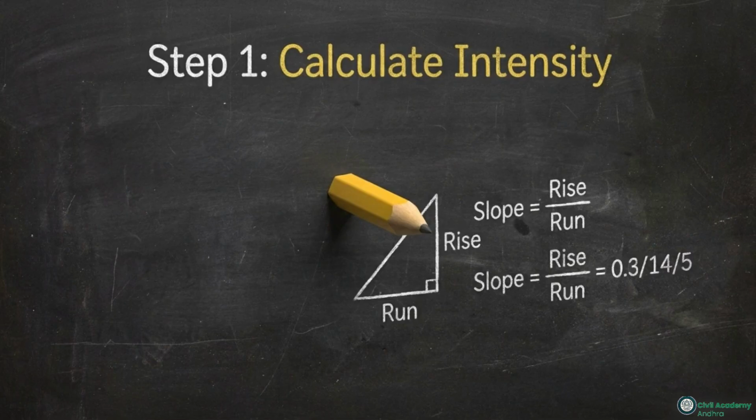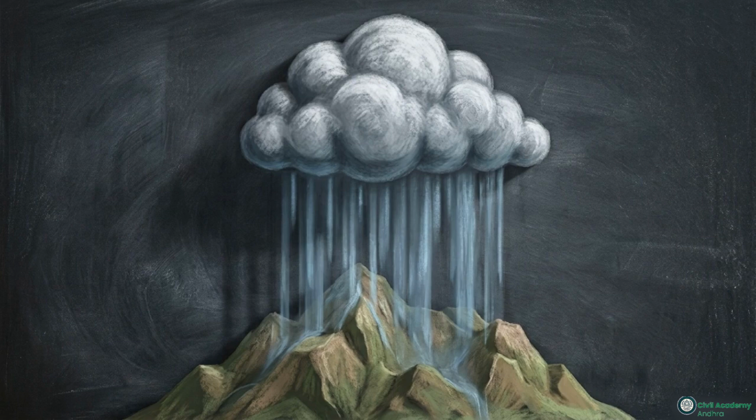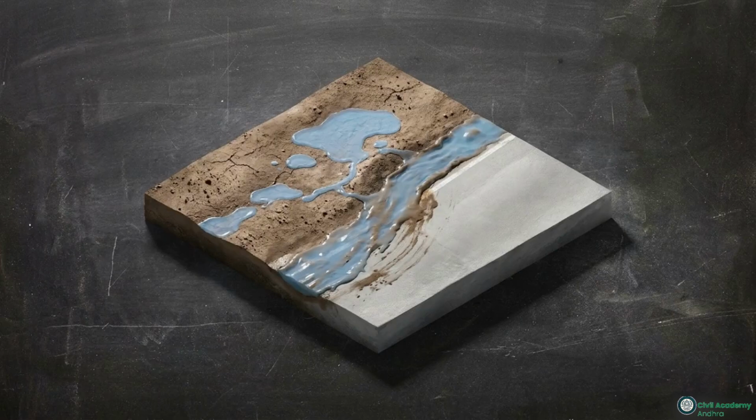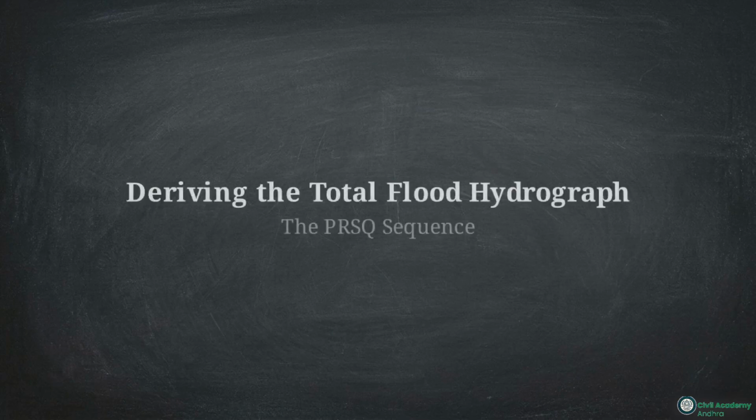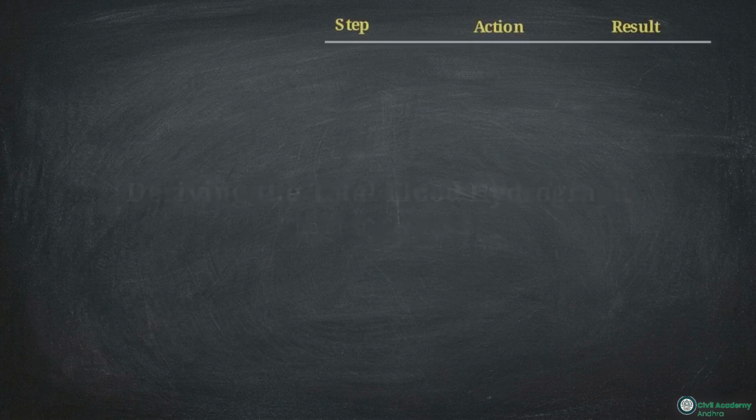Deriving the correct intensity from this mass curve is the required first step. You must know exactly how much water is falling from the sky before you can figure out how much will hit the ground and become surface runoff. Once we have that measured rainfall data, we have to convert it into a predictive total flood hydrograph. To do this accurately, engineers follow a strict four-step sequence, frequently tested as the PRSQ order.